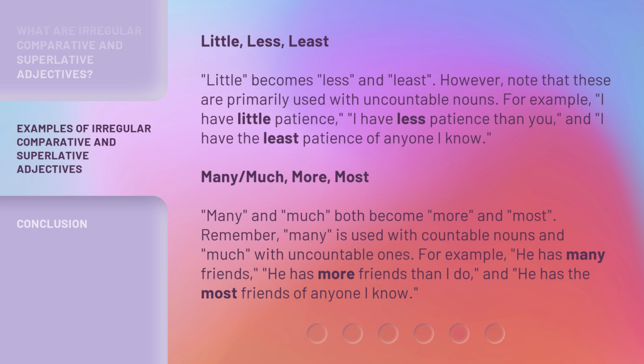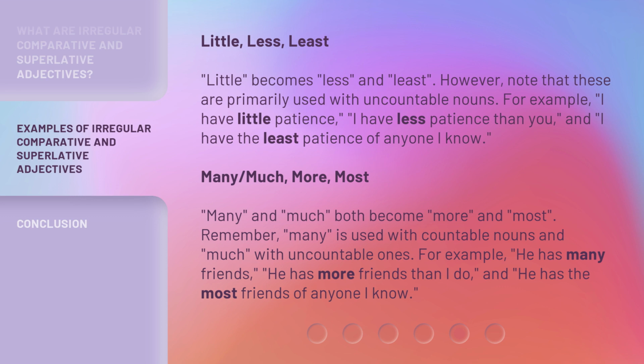Little, less, least. Little becomes less and least. However, note that these are primarily used with uncountable nouns. For example, I have little patience, I have less patience than you, and I have the least patience of anyone I know. Many, much, more, most.